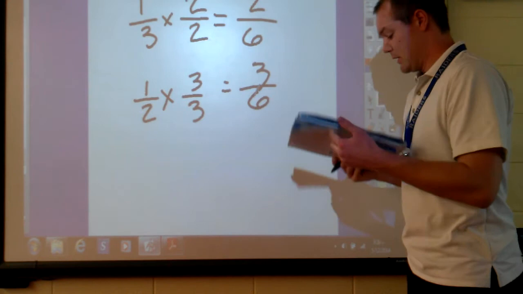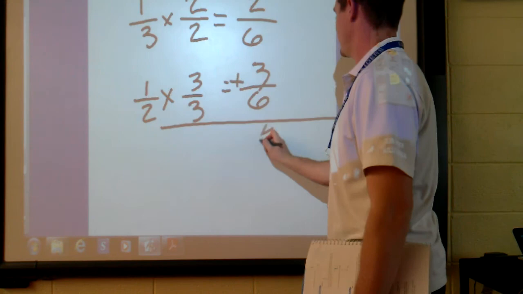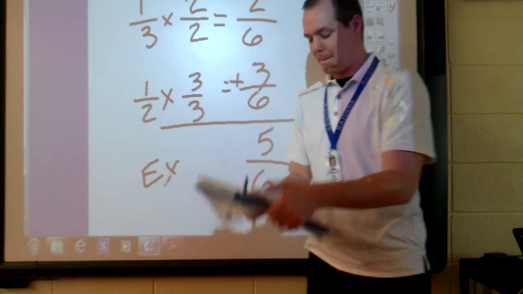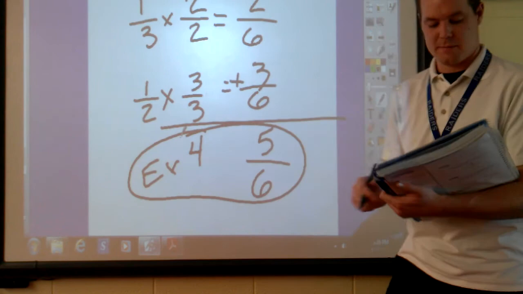Now we're adding those two numbers. 2 plus 3 is 5. The 6 doesn't change. My answer for example number 4 is 5 sixths.